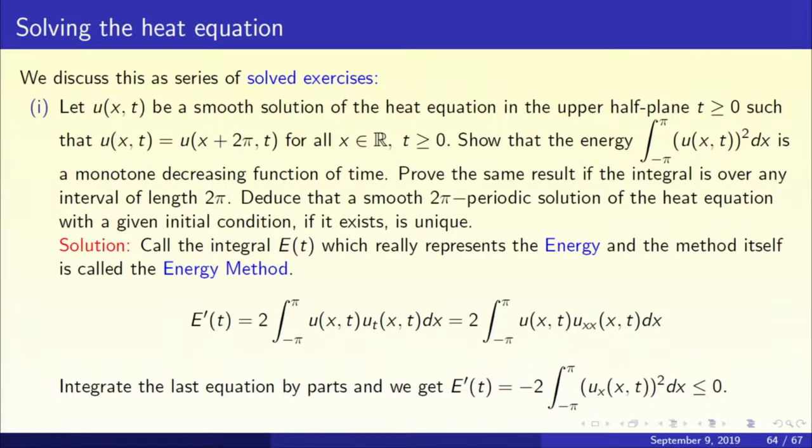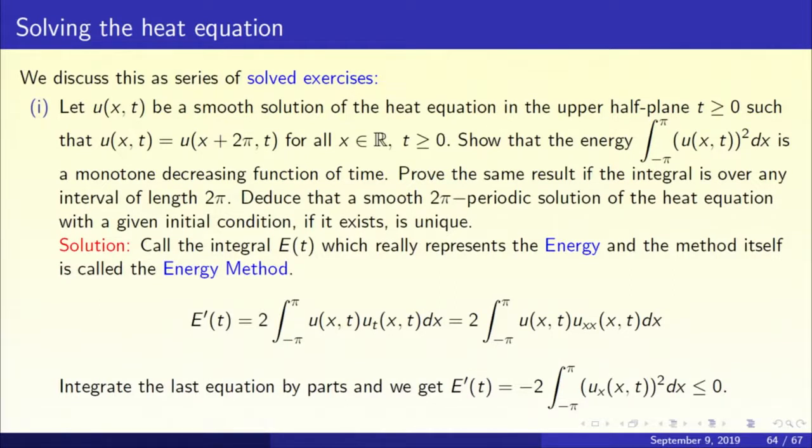Let us differentiate the energy E(t). E prime t is twice integral minus pi to pi u of x,t u_t of x,t dx. You take the derivative under the integral sign. Now what is u_t? Del u by del t, but u satisfies the heat equation. So del u by del t equals del 2u by del x squared or u_xx. So we get E prime t equal to twice integral minus pi to pi u of x,t u_xx of x,t dx.